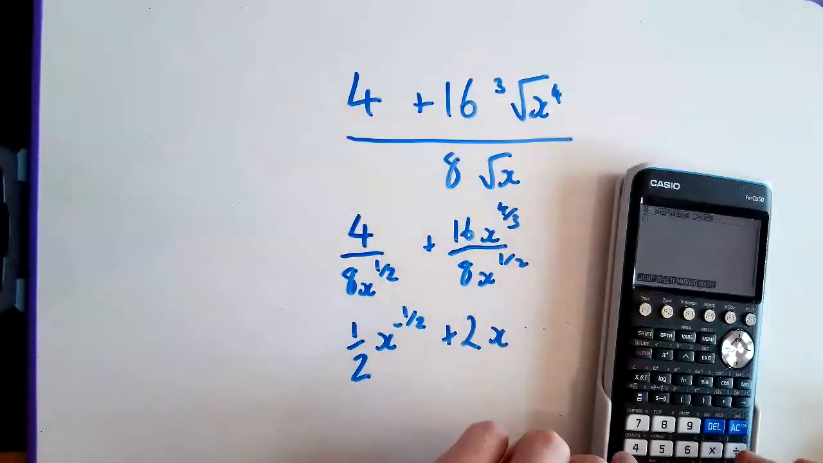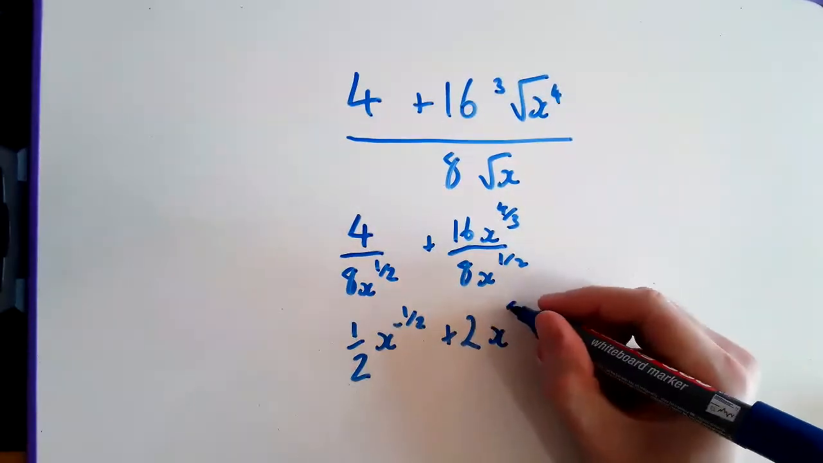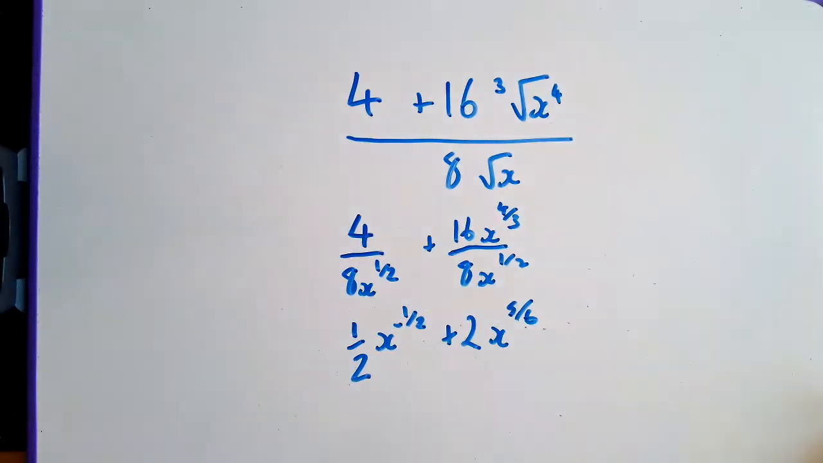So I'm going to make a mistake if I do that in my head. So 4/3 take away a half gives me 5 over 6. First one done.